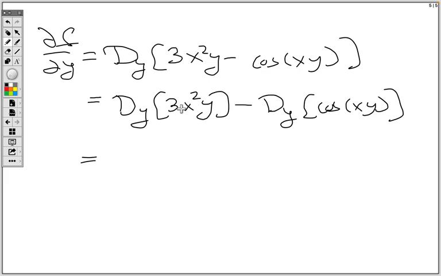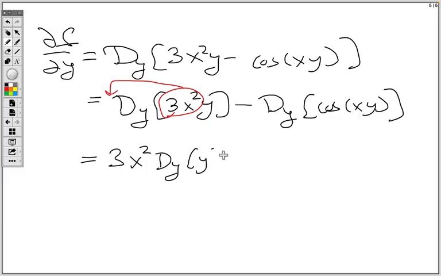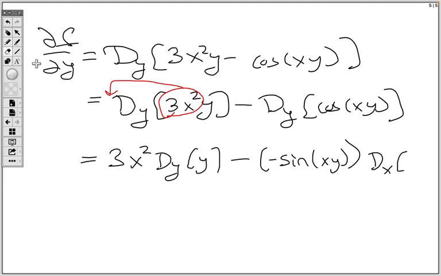Now, the x and therefore the x squared are considered constants. So we can factor these out front. And now once again, I'm taking the derivative of cosine of something. So that's minus sine of that thing times the derivative of that thing. Whoops, derivative with respect to y.